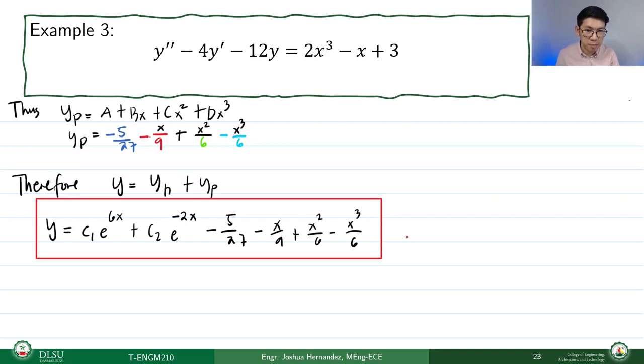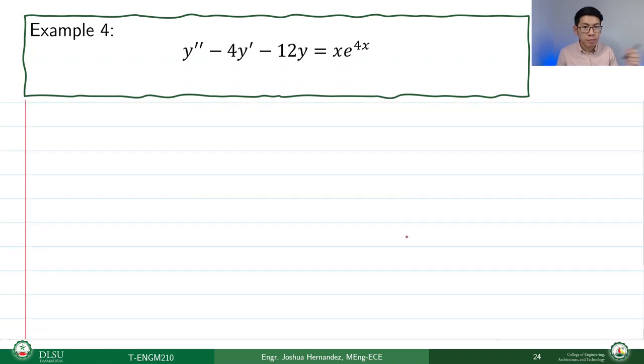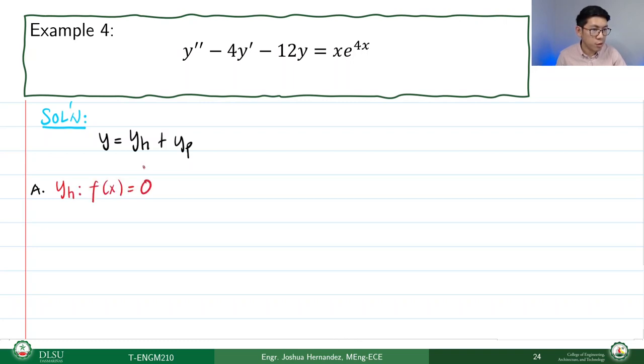So, how about the next problem, which is y double prime minus 4y prime minus 12y equals x e raised to 4x. So similar to the previous problems, we need to get yh and yp, and we know already yh from our previous examples. And yh is actually when f of x equals 0. And we know this already, yh equals c sub 1 e raised to 6x plus c sub 2 e raised to negative 2x, right?